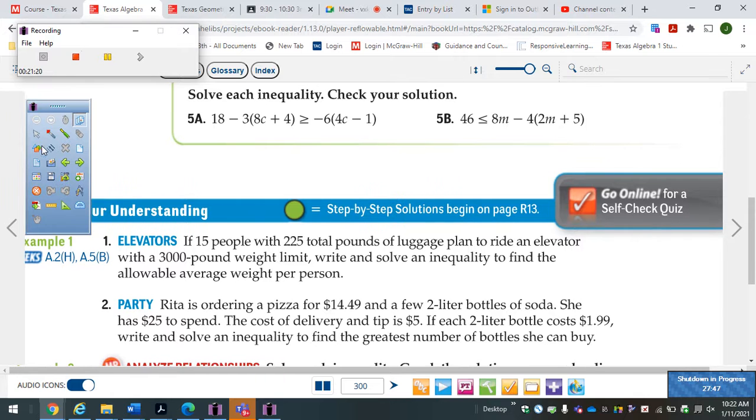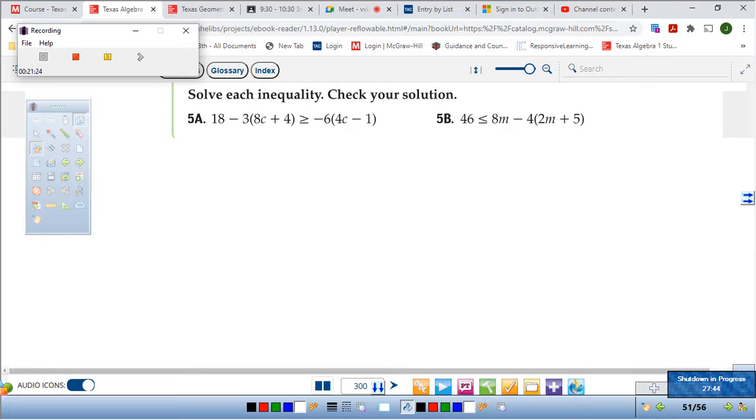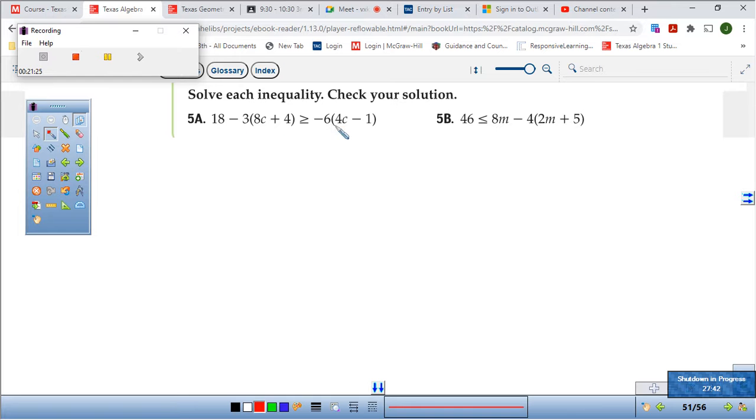Let's look at this real quick, and we'll call it quits here for today. Okay, so I'm going to come out here, solve each one, check your solution. Distribute here, right? So I'm going to have the beginning 18, minus, so this time here gives me a negative 24c. This here gives me a negative 12, greater than or equal to, this gives me a negative 24. This here gives me a positive 6.